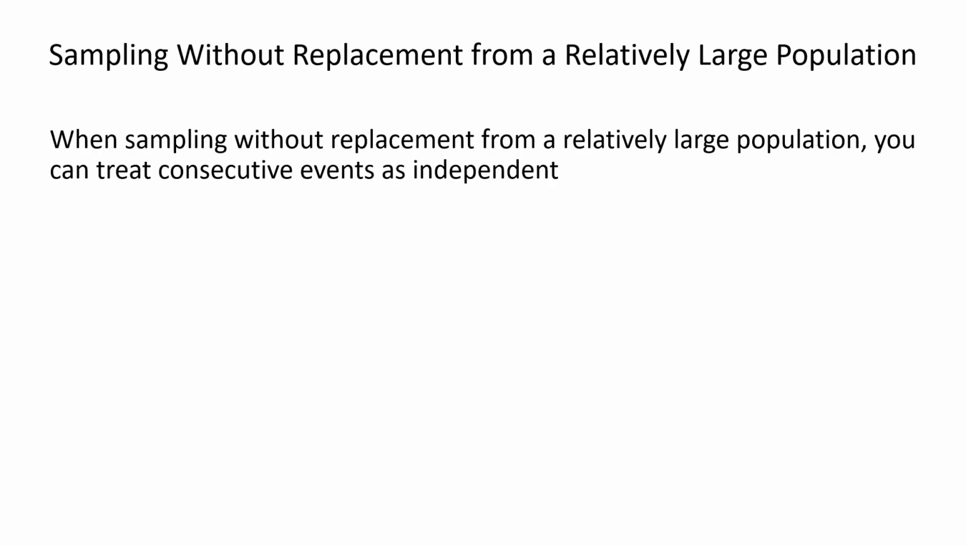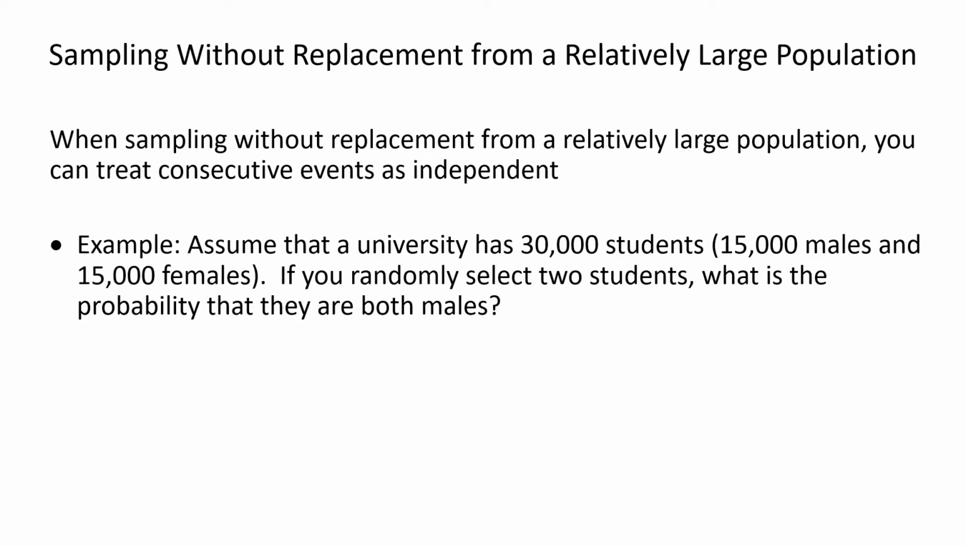And then just as a last topic when we're talking about with and without replacement, an important thing is that when you're sampling without replacement from a super large population, you can treat any consecutive events as independent, even if you're doing it without replacement. What do I mean by that? Well, let's assume a university has 30,000 students, a really big university. 15,000 are male, 15,000 are female. Let's even assume it's exactly equal. If you randomly select two students, what's the probability that both are male?